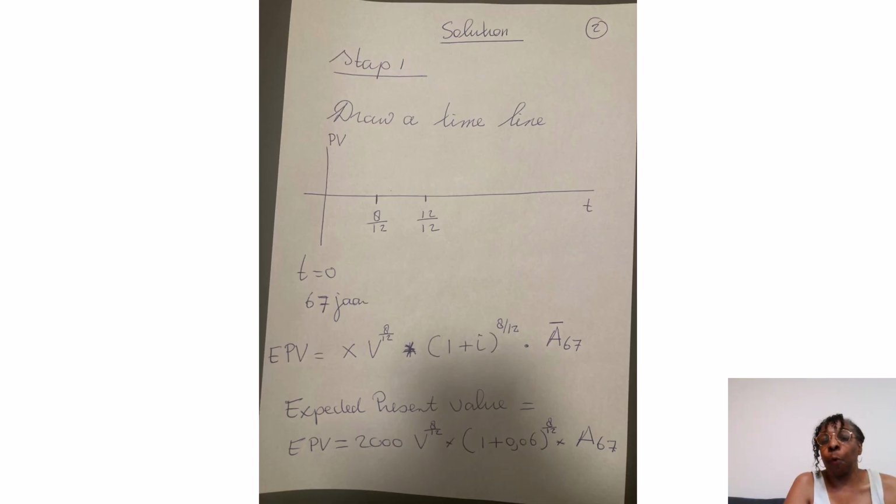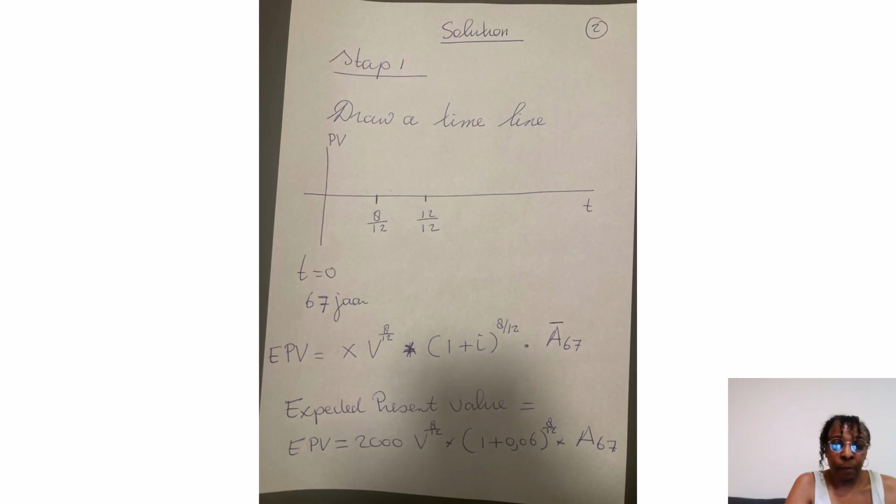Then you go back to the lifetime table of the AM92 mortality table. Then you find the exact value of A67, the endowment insurance. But it's the only one that you must look for in the mortality table. Then you find the answer. Then you can calculate the expected present value.